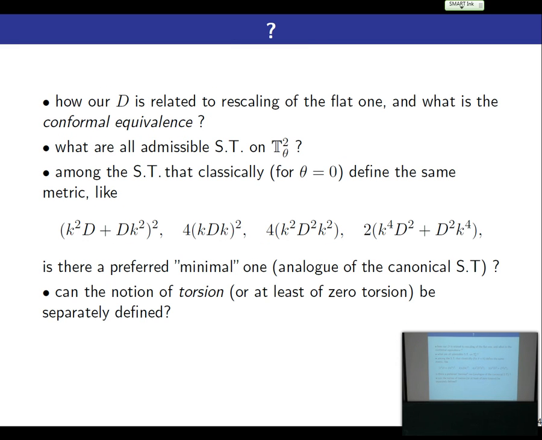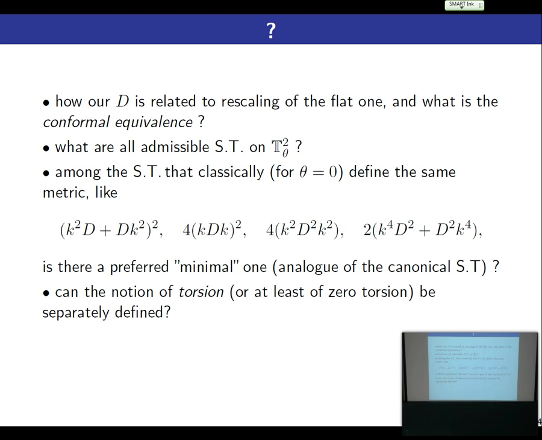I don't know how this D is related, if at all, to some rescaling in the sense of Connes of the usual flat Dirac operator. What does conformal equivalence mean in that case? I don't know what the admissible spectral triples on the non-commutative torus are. Is our rescaling perturbation the reason for the spectral triple, at least from the point of view of the Gauss-Bonnet theorem? They seem to behave properly. I mean, we can say something about the Gauss-Bonnet theorem. Actually, we can control it, and it holds, okay?